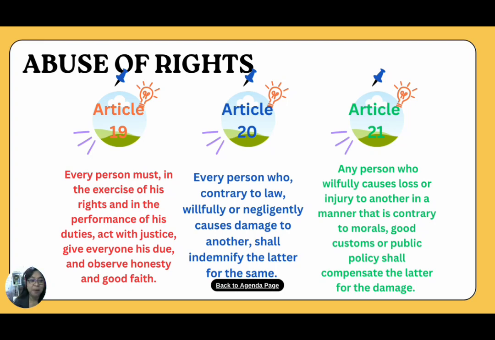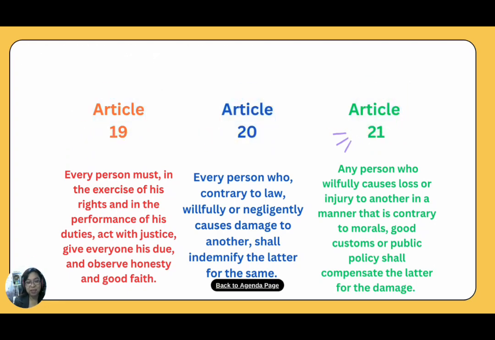Sa 20 naman, it is evident that this is contrary to law. Ibig sabihin, may na-violate the law. Sa 21, it is not necessarily na may na-violate kayo na law to claim for damages. Kumbaga, it should be contrary to morals or good customs or public policy para maklaim yung damages. Now, let's discuss it one by one.